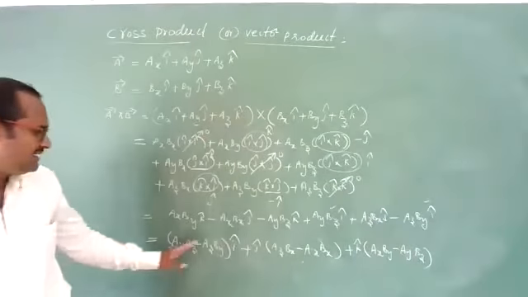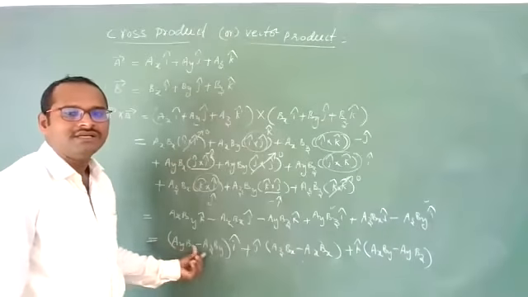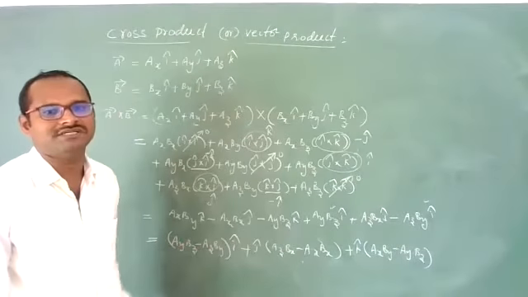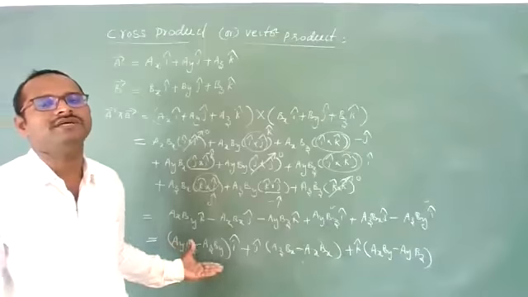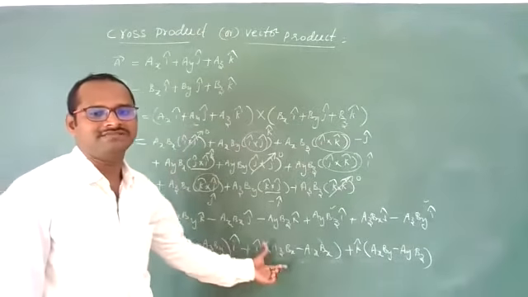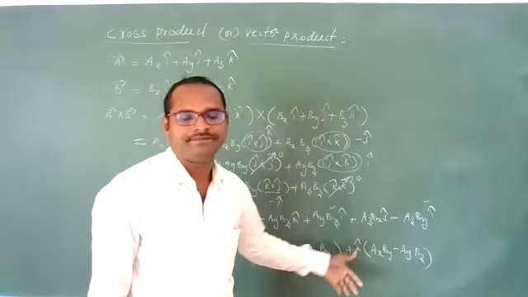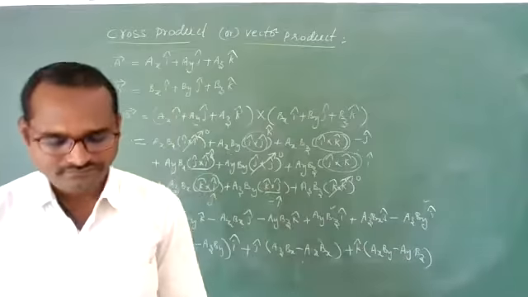Students, yes, this is one vector. These are just numbers: AY, BZ, AZ, BY. We should multiply them, and whatever value you get, that value we should write. So it is in the form of something into I cap plus something into J cap plus something into K cap. Okay? It is a vector.